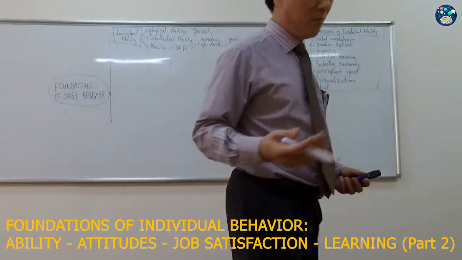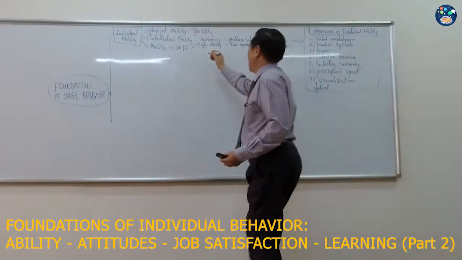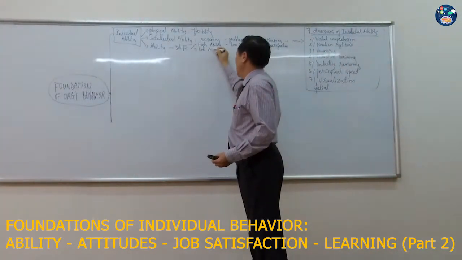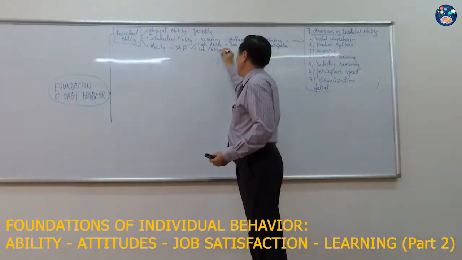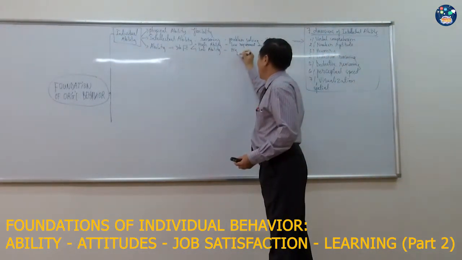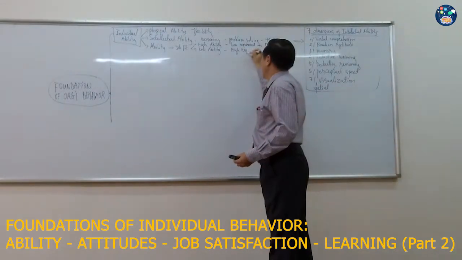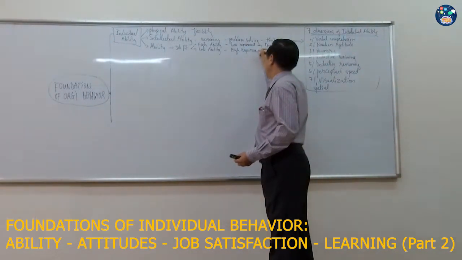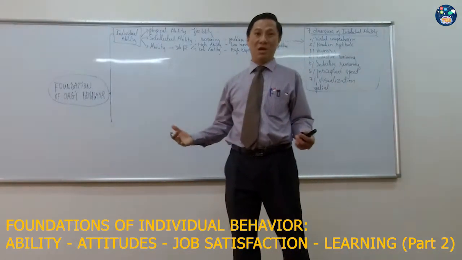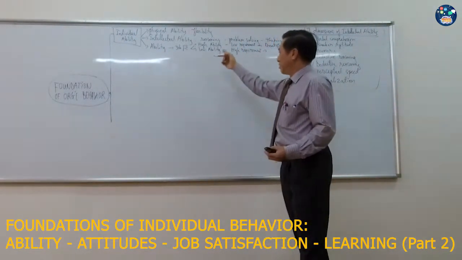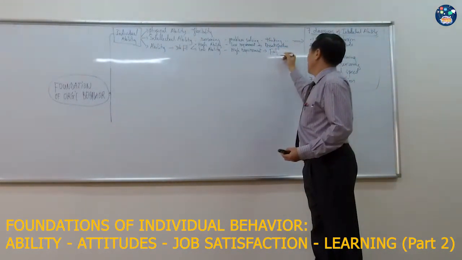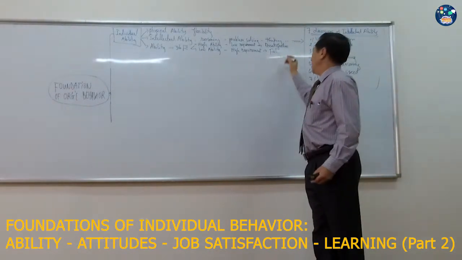low ability but high requirement. You recruit somebody with low ability, and then you require them high. Do you think this person can perform the job well? Of course not. So this one will lead to failure. Fail to do the job.